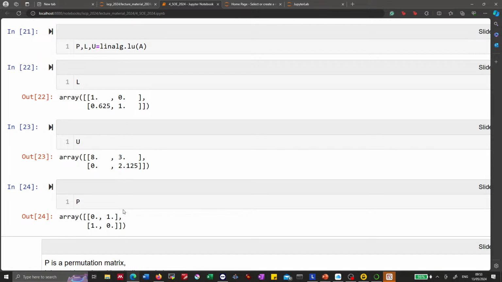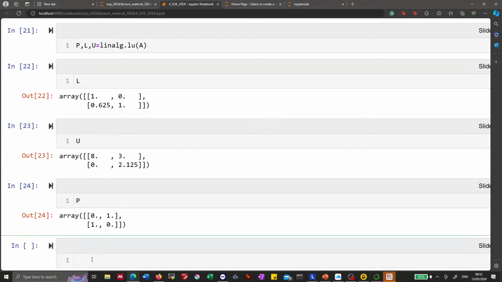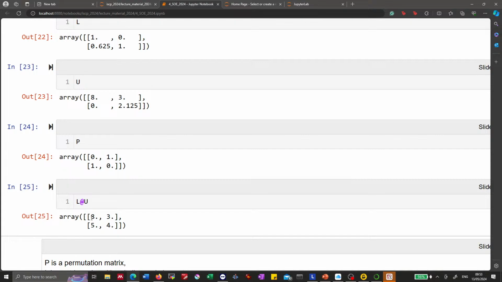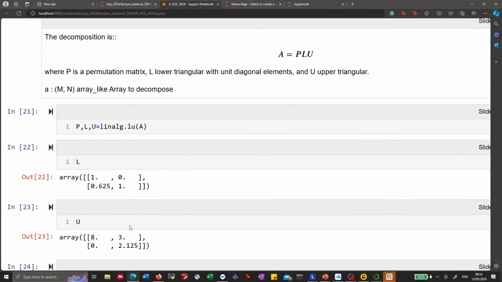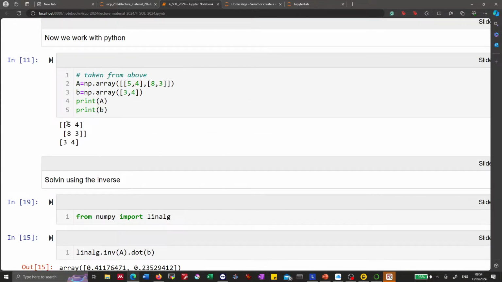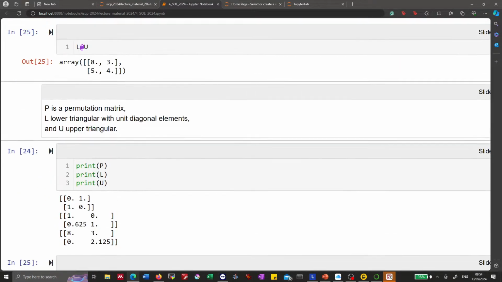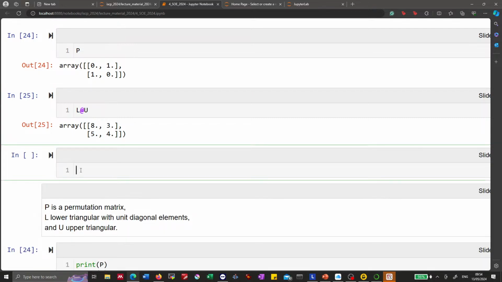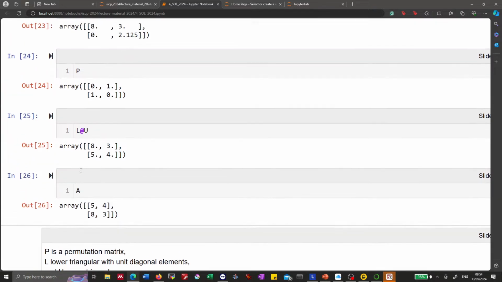So when I now take L and multiply with U, I should get back my matrix, right? So I get 8, 3, 5, 4. Is that what I put in as A? 5, 4, 8, 3. It's not the same. Do you see this? For matrix A, this is not the same. Is it a problem or no problem?